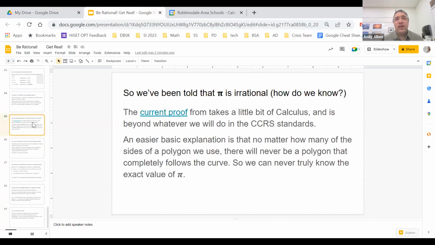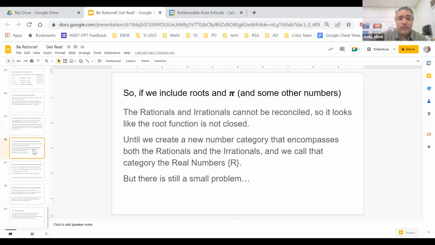So last part here, and it is time to go, so it's time to wrap it up. There is a proof on here. I'm not going to include it just because it takes too long, and it does take a little bit of calculus, but we can prove that pi is irrational, very similar to the way that we proved that the square root of 2 is irrational. We do a proof by contradiction. We assume pi is rational and show it can't be. Our easier thing is to say, as much as we want to square the circle and make it into a polygon, we never can. No matter how many sides you get, it's still not perfect.